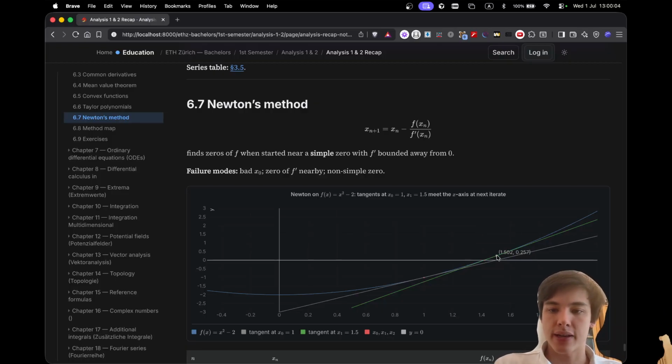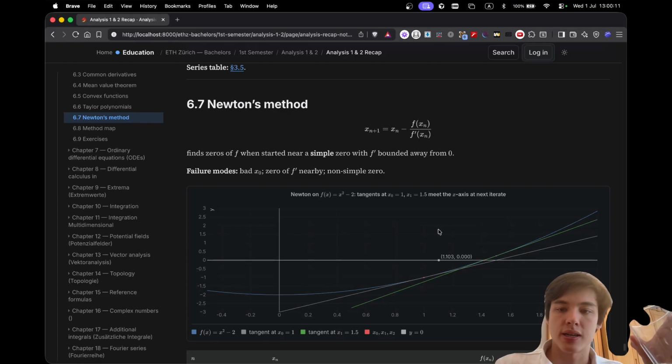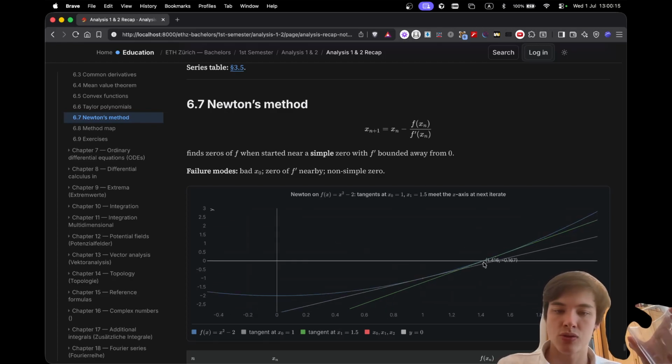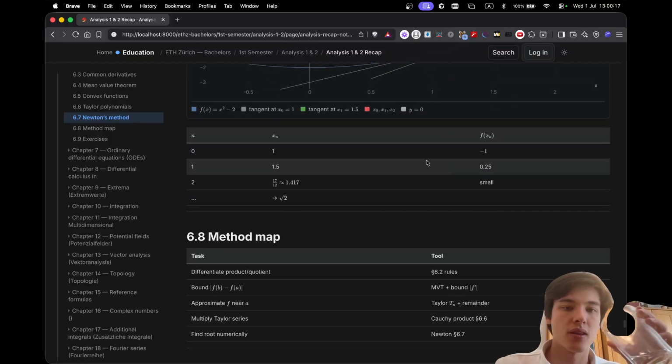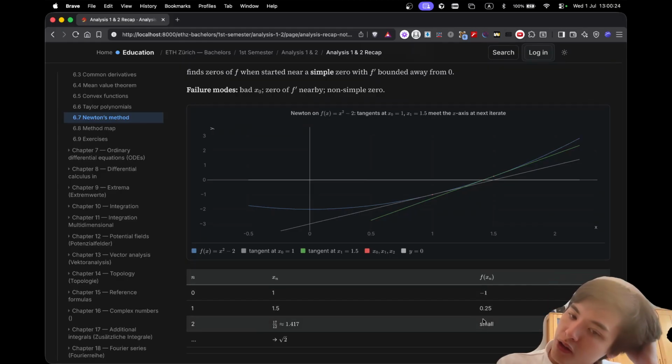Then we take that new position as x_{n+1}, and we start again here. We see that in two steps we're pretty close to the zero point. At first the error is minus 1, then 0.25, and then small.